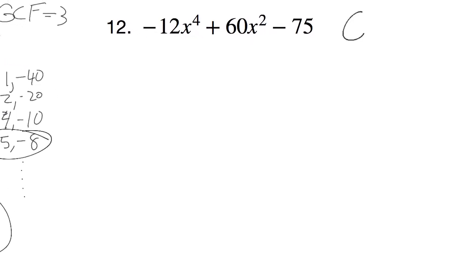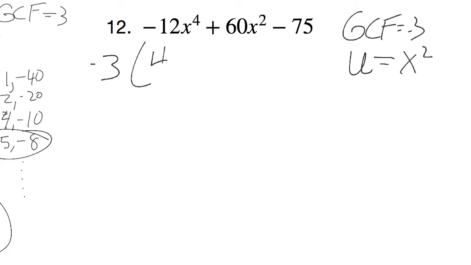I think we've got a greatest common factor of 3 and a U-substitution of x squared. So when you do those two things, you see you've got 3. Actually, I'm going to do a negative 3, and I'll show you why. Negative 3, and that's going to be 4u squared minus 20u plus 25.